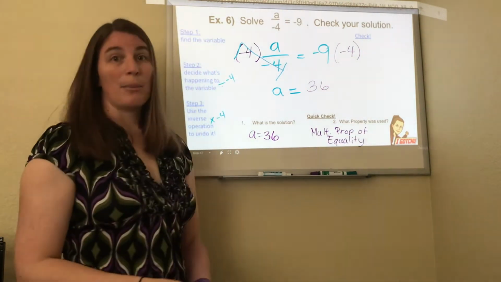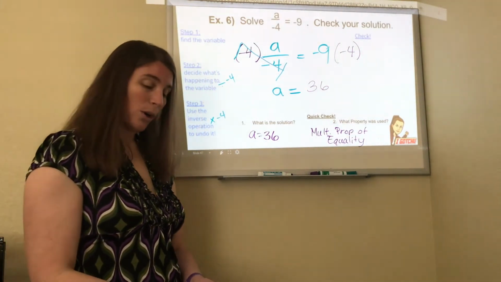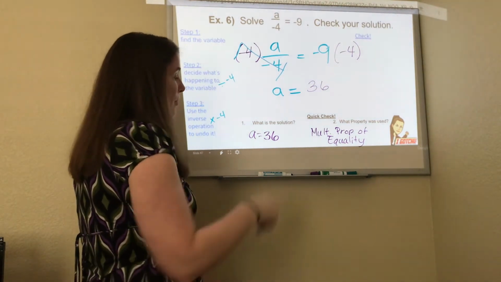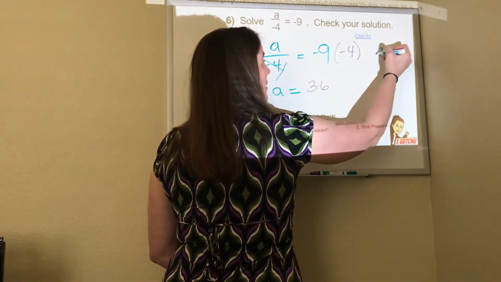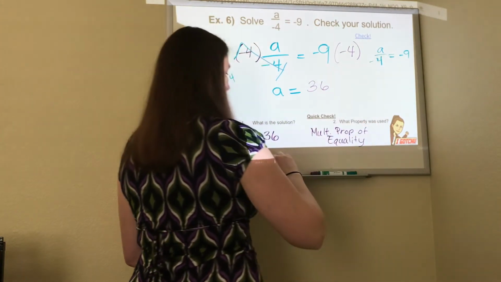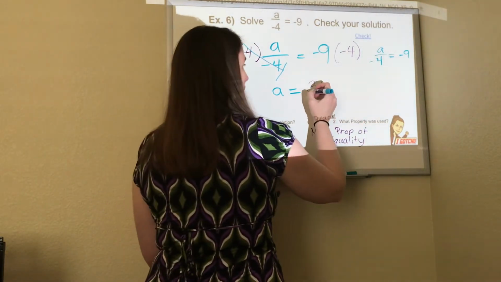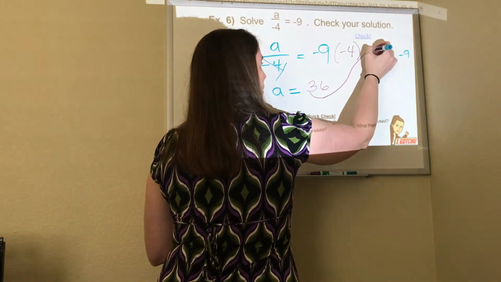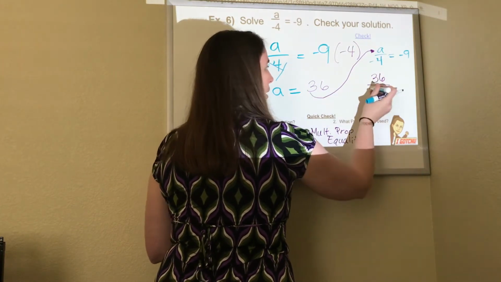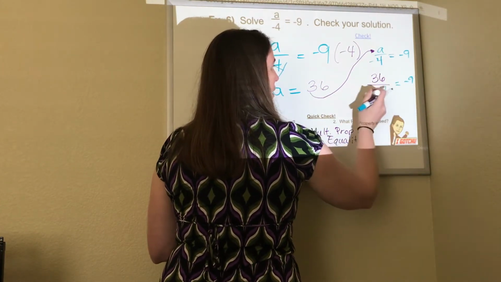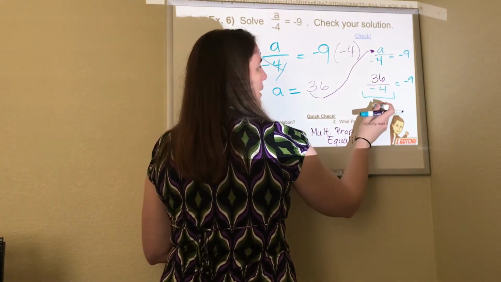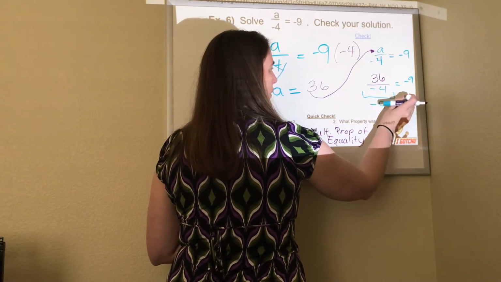To check, I'm going to check it once, and then you guys can work on your checks. You will have to do your checks. So I'm going to rewrite my equation: A divided by -4 equals -9. In this case, I'm going to plug in 36 for A. So I have 36 divided by a -4 equals -9. Positive divided by negative is negative, so I get -9 equals -9.